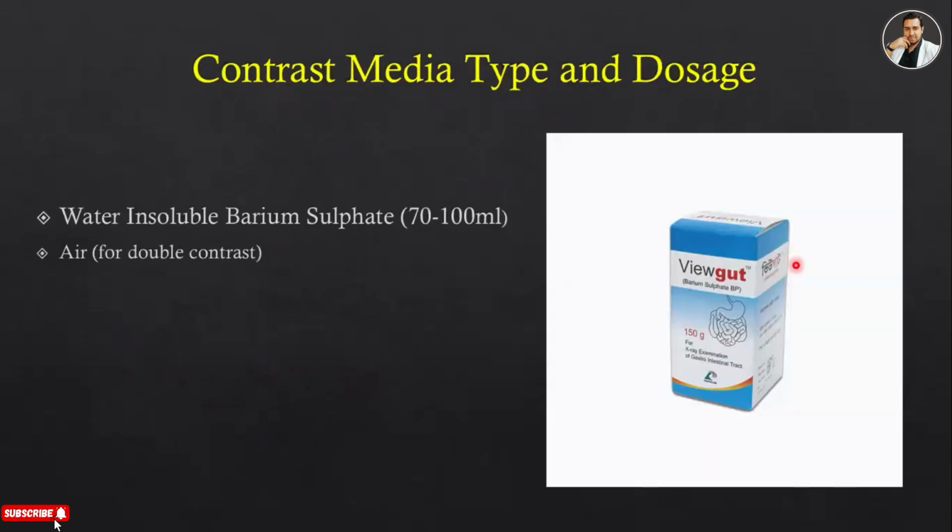So this is the contrast media we use in our department, and it's a water insoluble barium sulfate. That means the barium sulfate doesn't dissolve in water, but we mix it with water and make a paste. And if we need double contrast, then we need air. This is a barium sulfate powder, Bugard powder, a 150-gram powder, used for X-ray examination of the gastrointestinal tract. You can use what is available in your region, but the main component is the barium sulfate powder.